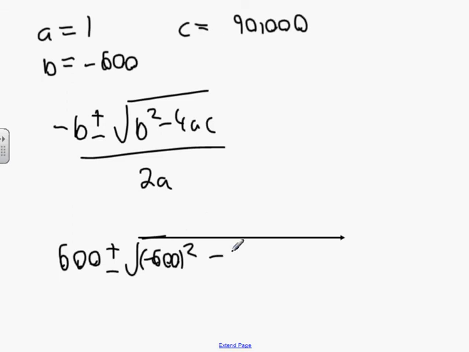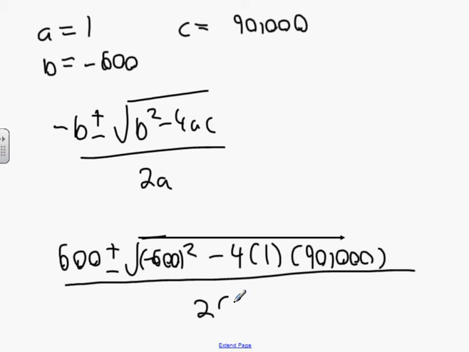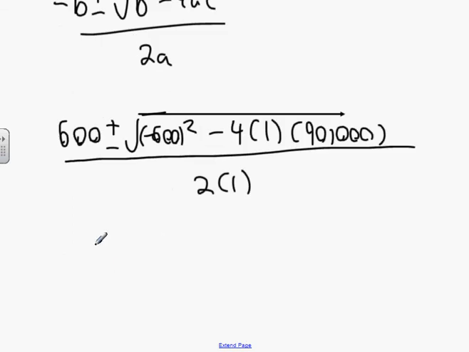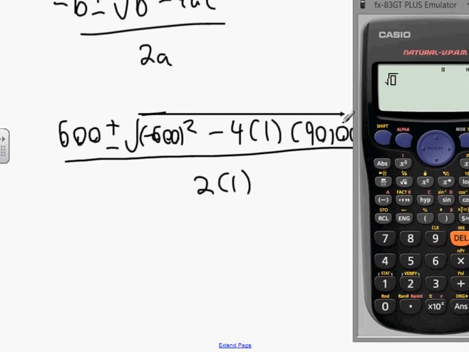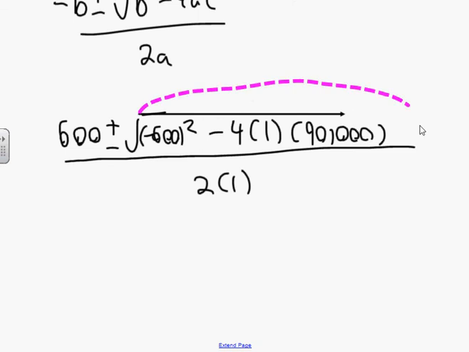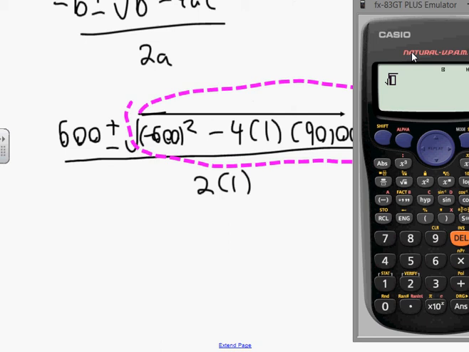Okay guys, minus 4 times 1 times 90,000. Is everybody happy with that? All over 2 times 1. Let the calculator do all the work for you, okay? We don't want the negative one, we only want the positive one for the most part. But look, let's find out for sure. What we're going to do is write in the square root. Do you see this part here? I'll colour in this. I'm only going to do this part first.